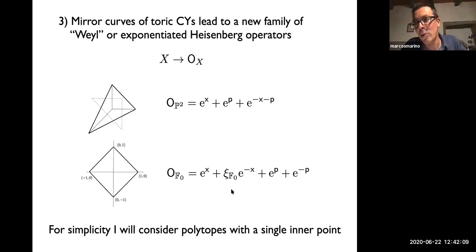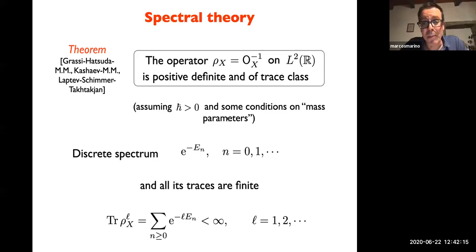As I said, they are trace class. What this means is that this inverse operator has a discrete spectrum, but this means that the operator itself also has a discrete spectrum. This is a typical trick in functional analysis to prove discreteness of the spectrum. You show that the inverse is trace class, and then the original operator, although unbounded, will have a discrete spectrum as well. And not only do they have a discrete spectrum, but all their traces are finite. These quantities are going to be very important because they are going to be the building blocks in order to make contact with topological string theory again.